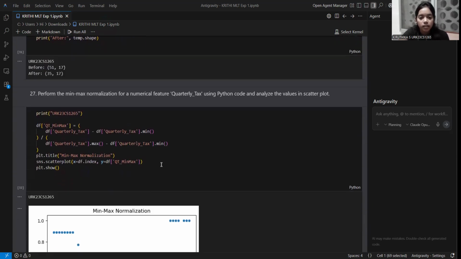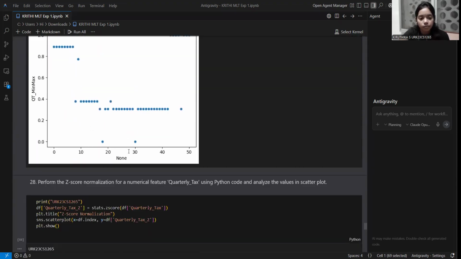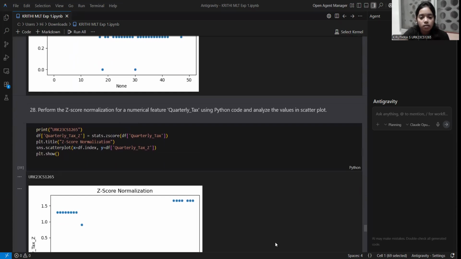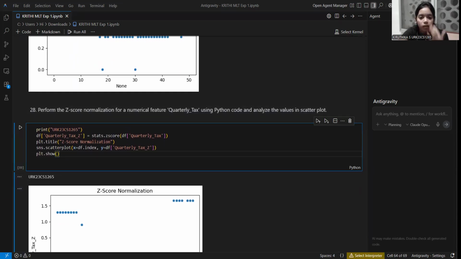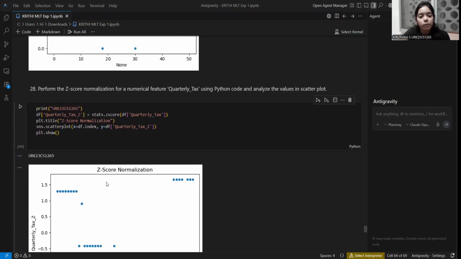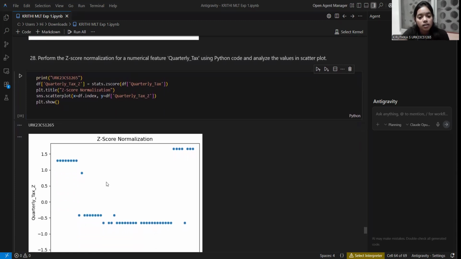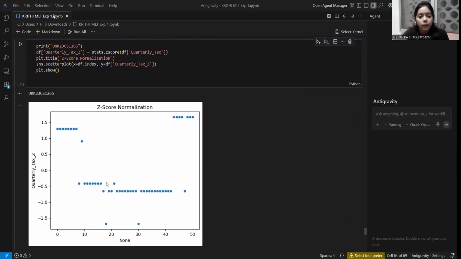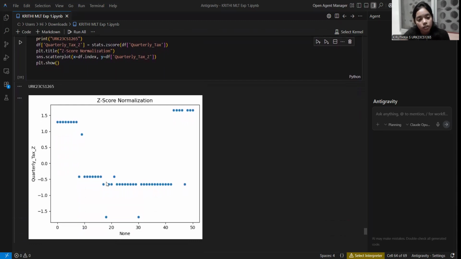And the 27th is minimum maximum normalization. Formula: x minus minimum divided by maximum minus minimum. This scales values between 0 and 1. Scatter plot is used to visualize normalized values. And the 28th question is Z-score normalization: x minus mean divided by standard deviation. This transforms data so that mean is equal to 0, standard deviation is equal to 1.